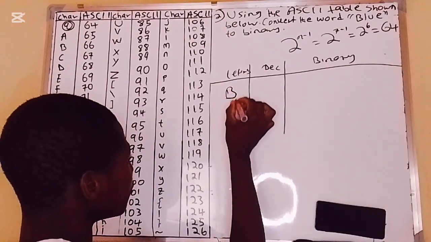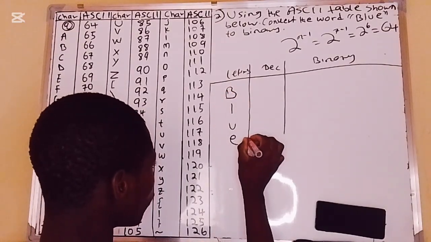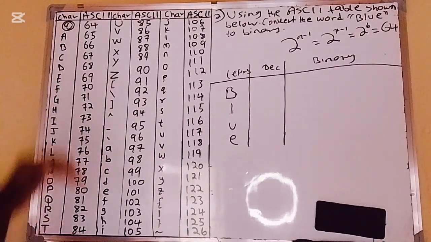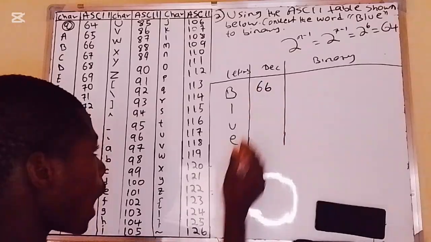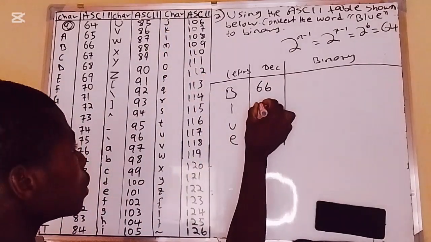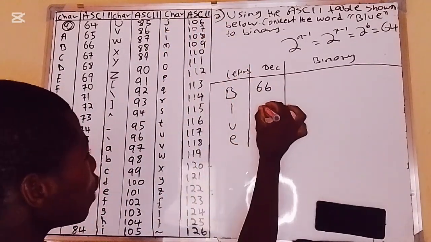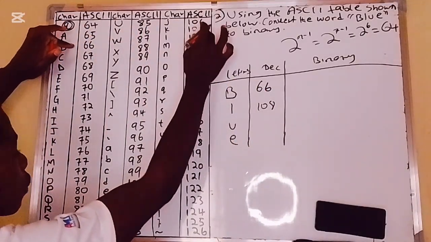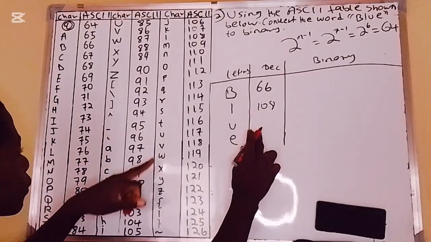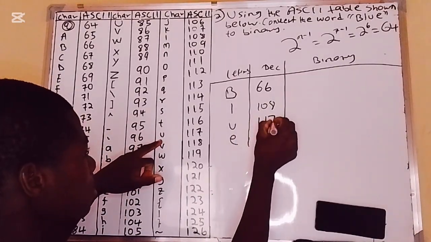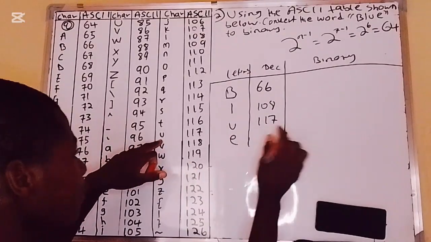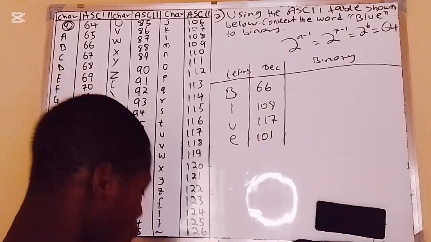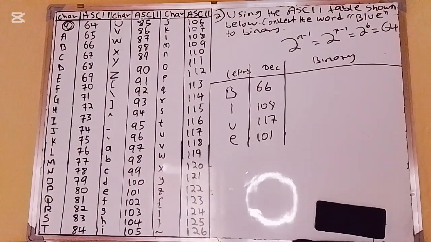So we have the letters V, L, U, and E. We check capital letter V, which is 66, and small letter L, which is 108. This corresponds to this, and this corresponds to this. The small letter U corresponds to 117, as you can see, and the small letter E corresponds to 101. So let me pick my calculator.